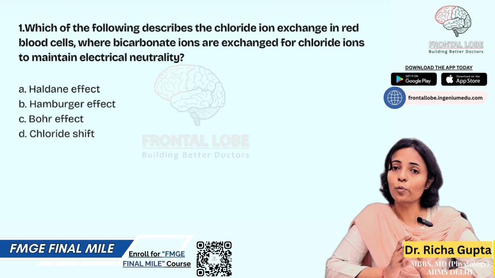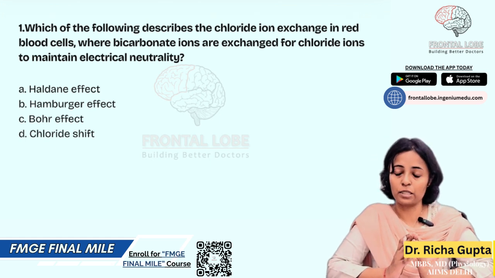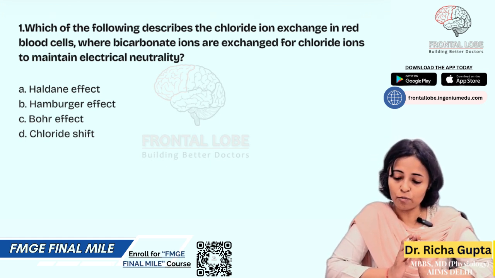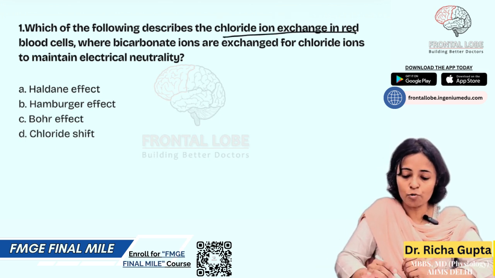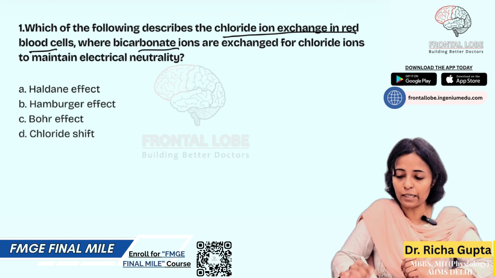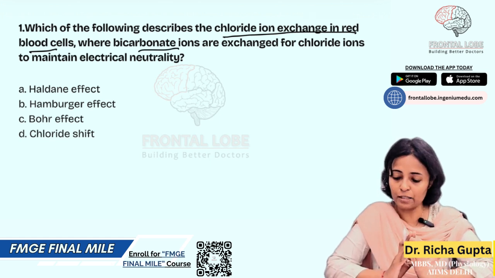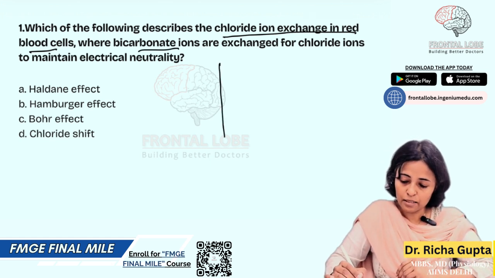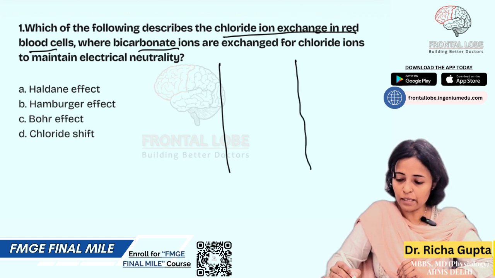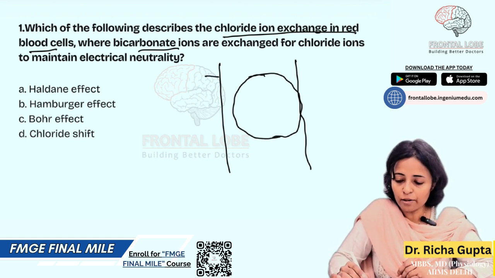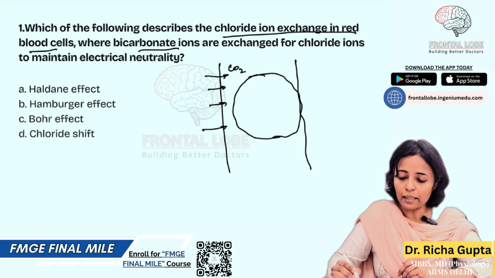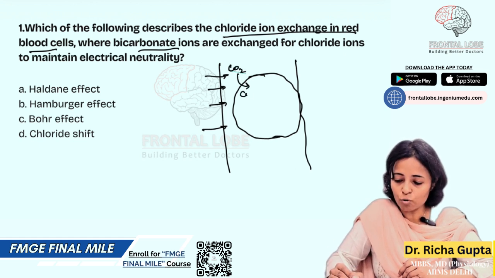Now moving on to questions on transport of carbon dioxide. So here is the question: which of the following describes a chloride ion exchange in red blood cells where bicarbonate ions are exchanged for chloride ions? So say this is the blood vessel, and this is the red blood cell, magnified version we are drawing within the blood. Now carbon dioxide, which enters from the cells, will enter into the blood, and then it is going to enter into the RBC.